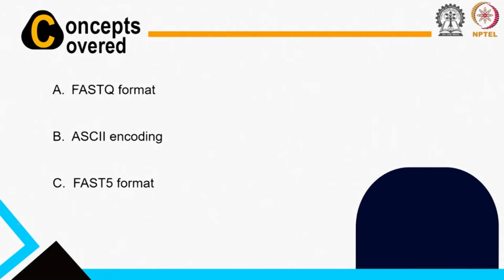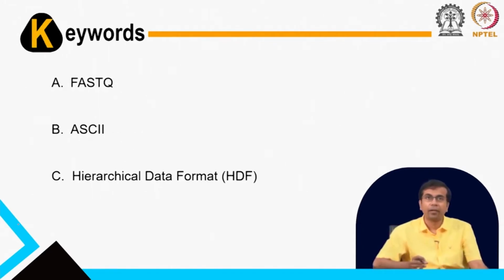So, in today's class we will be continuing our discussion on this FASTQ format and also look at actual sequencing data. We will discuss FASTQ format in a lot of detail, we will talk about ASCII encoding, and we will talk about FAST5 format. These are the keywords you will come across: FASTQ, ASCII and hierarchical data format or HDF.